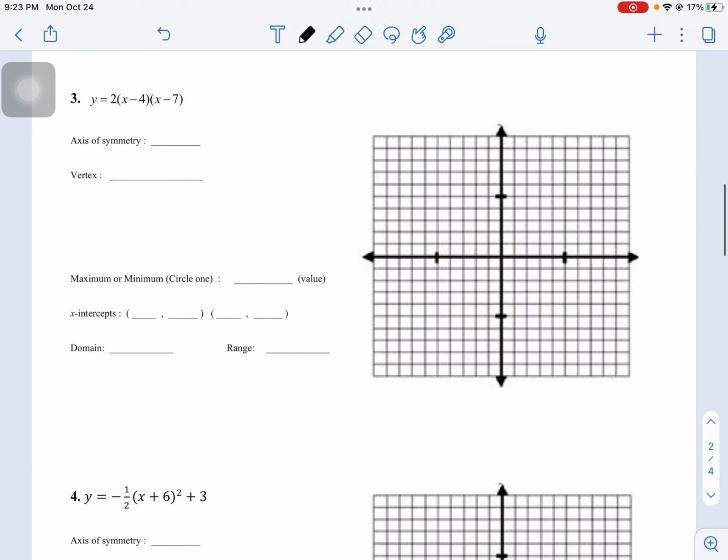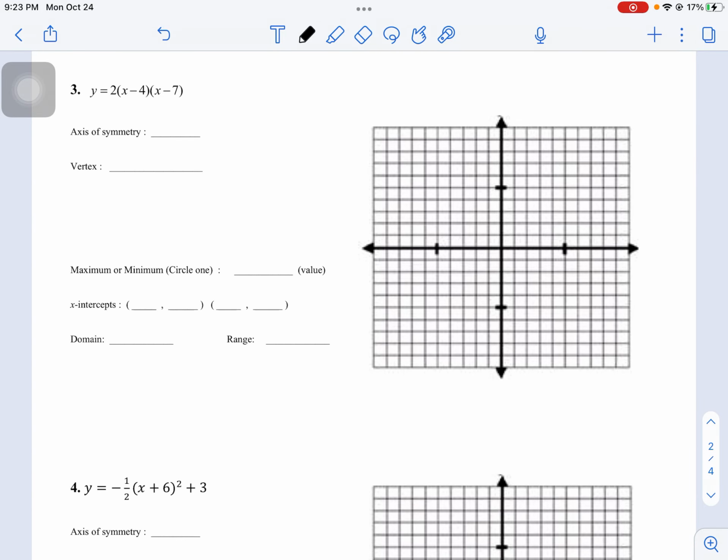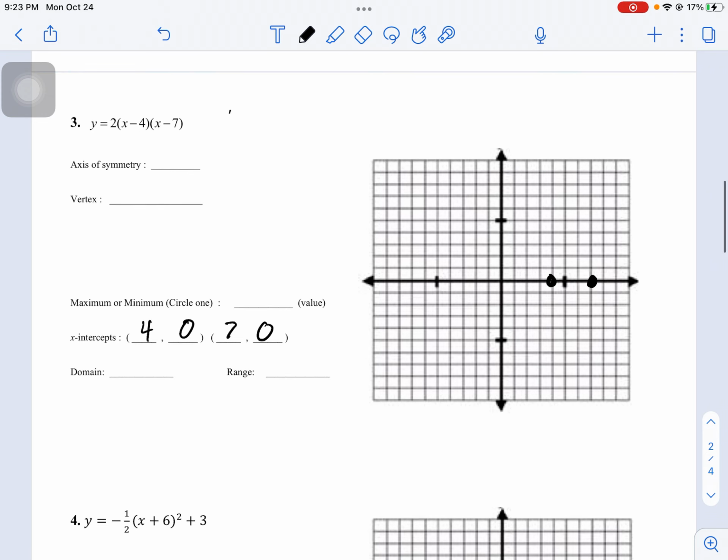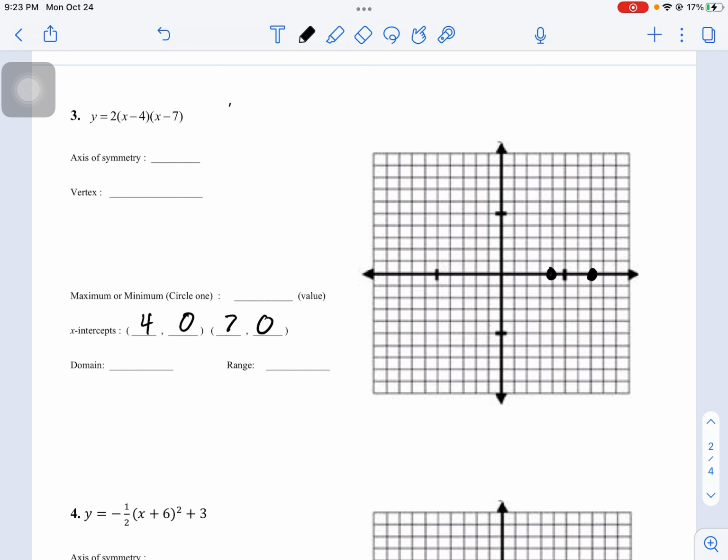Okay, now let's take a look at number 3. This one is the intercept form, or the factored form. So for our axis of symmetry here, we need to plot our points. With x minus 4 and x minus 7, that would mean that we would have two solutions. I'll write it down here: (4, 0) and (7, 0). So I'm going to go over 4, and then I'm going to go over 7. Now this one's kind of tough here. Not an ideal problem because we are trying to find the middle of 4 and 7.